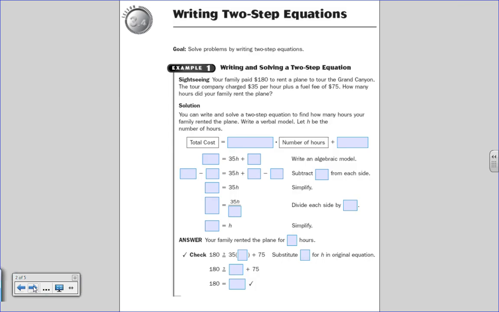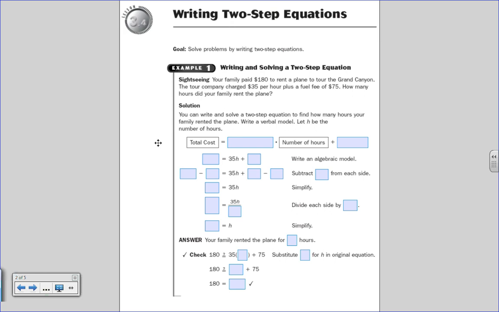Okay, now you can take out your 3.4 notes. We'll go over these together. Okay, example 1. Taking a word problem, writing a two-step equation. First example. We have sightseeing. Your family paid $180 to rent a plane to tour the Grand Canyon. The tour company charges $35 per hour plus a fuel fee of $75. How many hours does your family rent the plane?